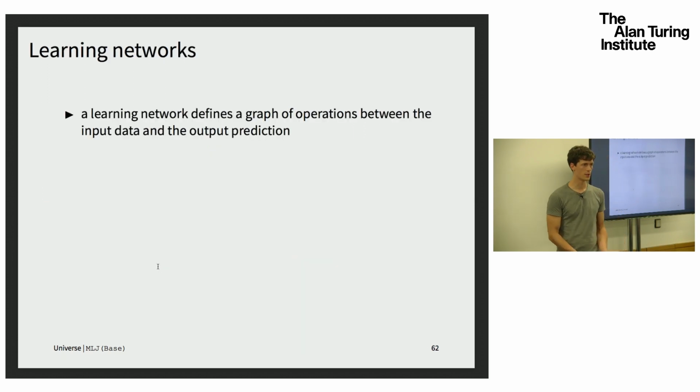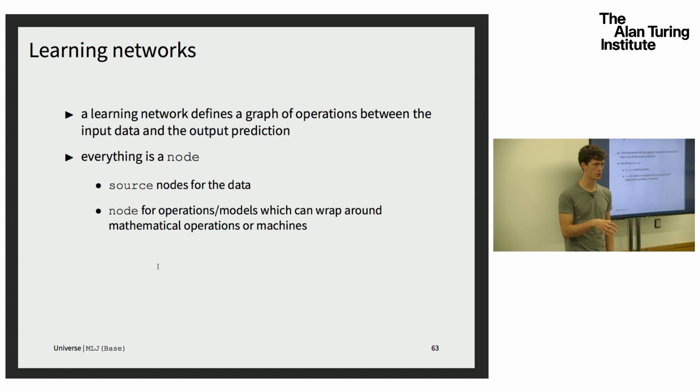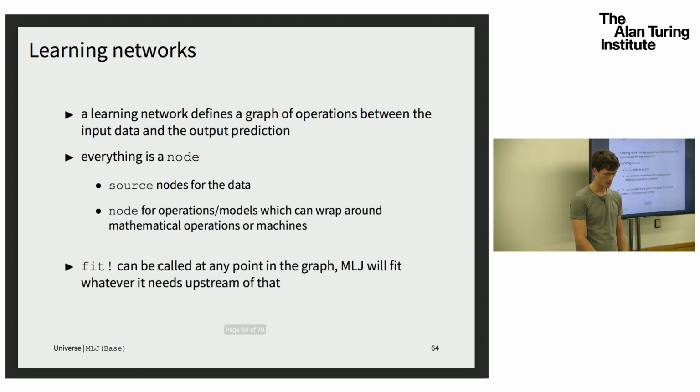Okay, so a learning network is just a pipeline on steroids in a way. You define a graph of operations from the data that you input all the way to the output. Everything is a node, so a node can be understood as an operation. It starts from the source node, and then you flow through operations, which can either be mathematical operations like take the log of this, or concatenate these vectors, or can be models, trained models, or machines, right? So fit can be called at any point, and that defines a directed acyclic graph.